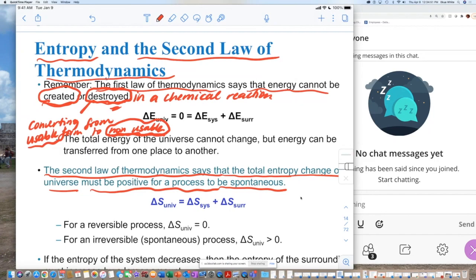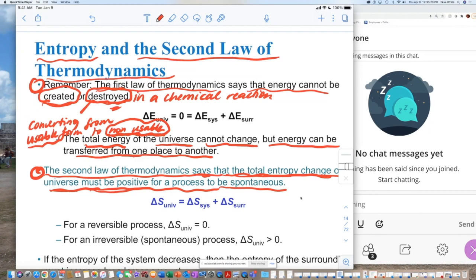Okay. But we're told no matter what we do, the total energy we have in the universe cannot change, but it can be transformed from one form to another. So they say either try to keep the usable form where it is so we don't lose it, or if you make the bad form, the unusable form, then try to reverse it. Okay. Now, moving on to the second law of thermodynamics, this says that the total entropy change of the universe is positive.